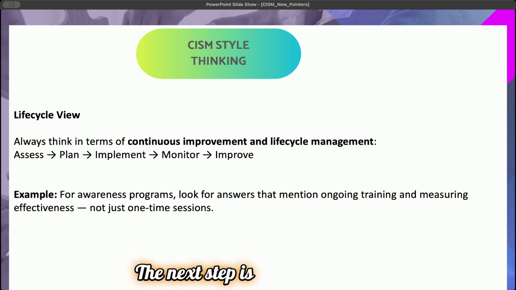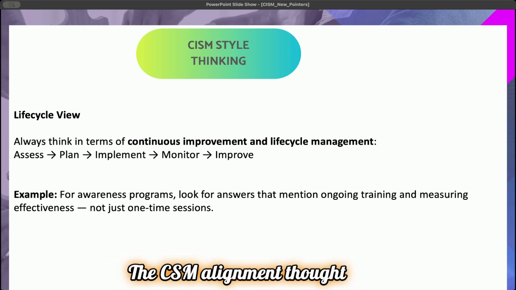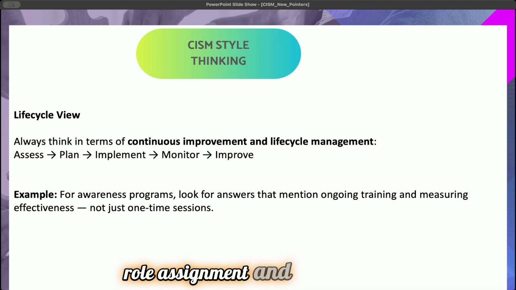The next step is implement, which means deploy the selected controls, tools, and processes. Questions you ask are, who is responsible for that? Are training and awareness in place? Are we following a secure change management process? The CISM alignment thought process would be like control implementation, role assignment, and incident readiness.